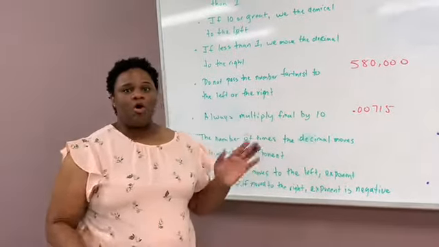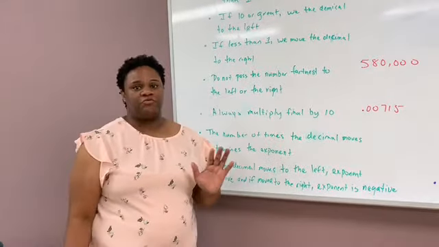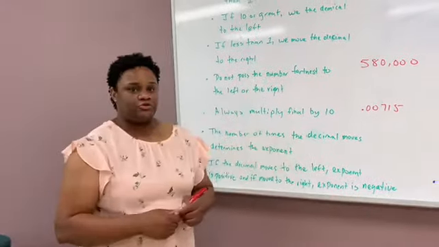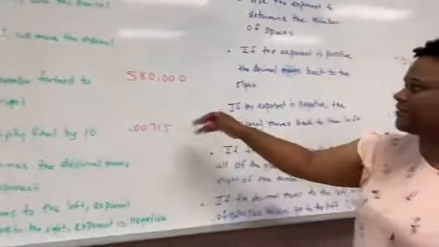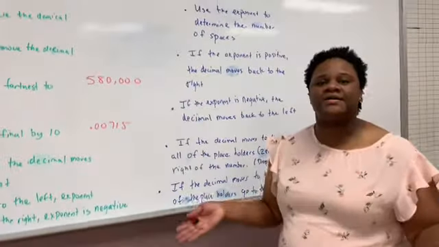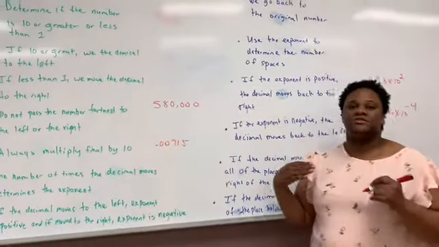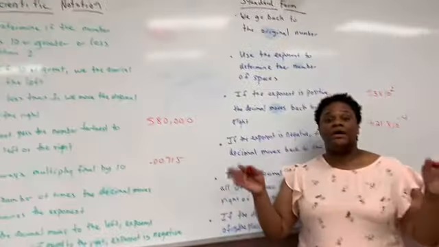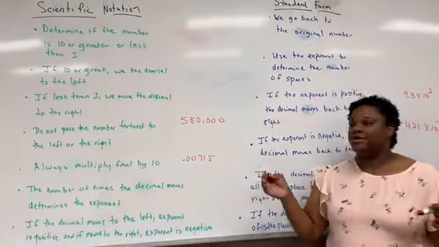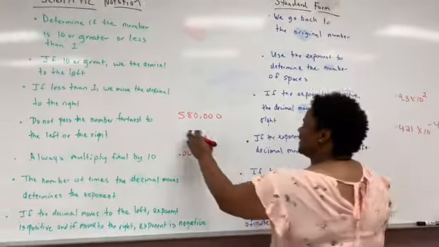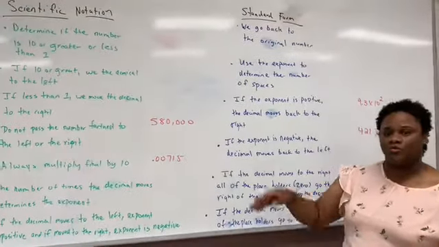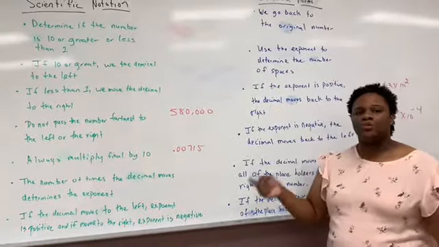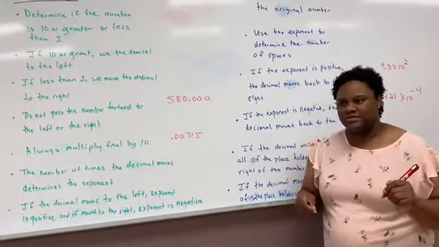So we're going to go over a couple of examples just to remind you, so you can have a visual of how it's going to go. We have this number right here. The very first thing we do when approaching a scientific notation problem is to determine whether the number is 10 or greater or less than 1. When we look at 580,000, this number is 10 or greater. So now we know which way we're going to move the decimal.